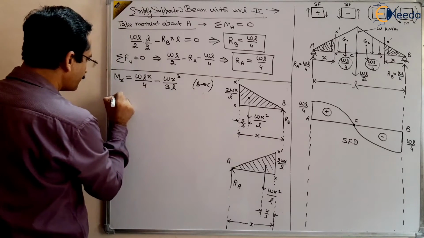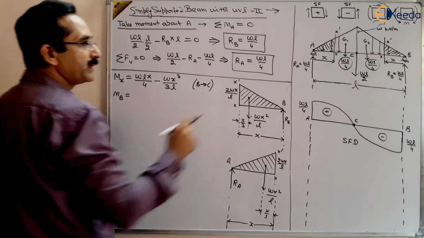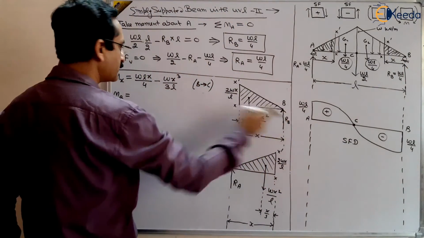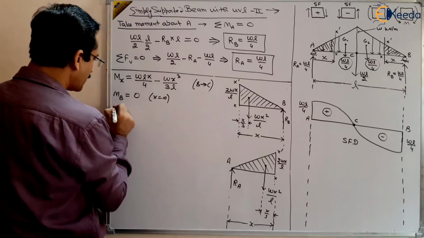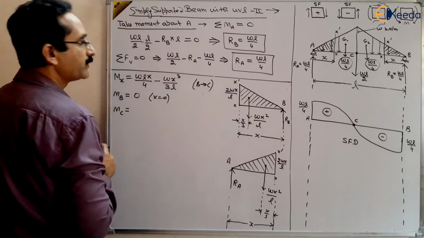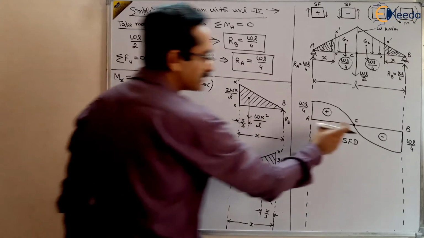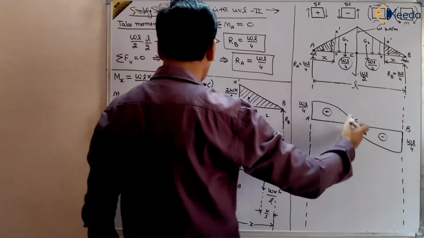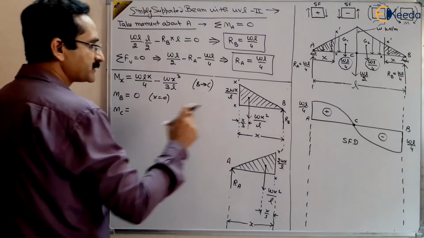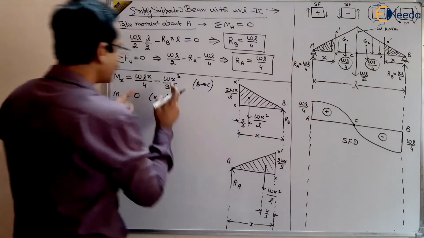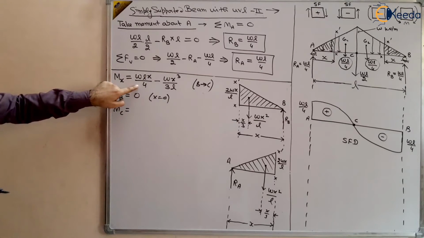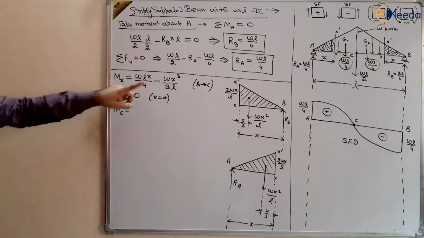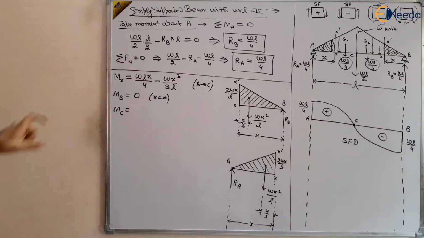So what is the bending moment at B? At B, x is 0. Put 0 here, you will get 0. And what is the bending moment at C? At point C the shear force is 0, so it should come as the maximum bending moment. Point C is at a distance L by 2. So put x equal to L by 2 here, and you will get the bending moment at point C as WL square by 12.